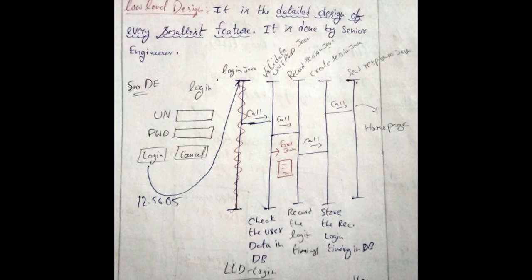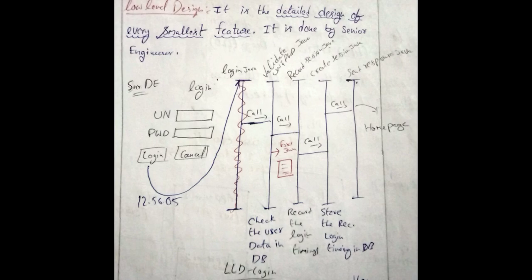Again, I will explain. When we are going into low level design, we discuss how the application works beyond the screen. When you give login details, how it works, how it runs the code, that is low level design. When you give a username and password and click on the login button, it runs the login.java page. Then it calls another page, that is validate username and password.java. Here it checks whether that account exists in the database or not.